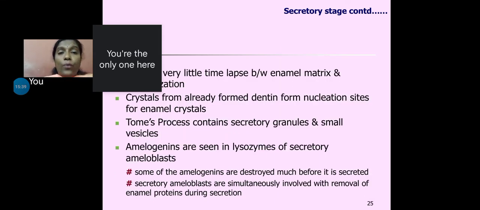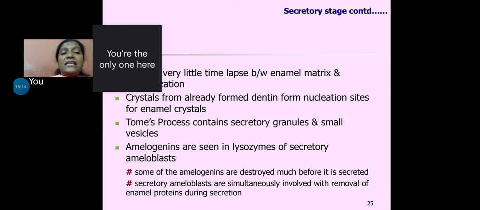There is going to be a very little time lapse between enamel matrix formation and mineralization, because unlike dentin, enamel is going to be 30% mineralized immediately. It is thought that the nucleating sites present in the dentin, the calcium is taken from these sites by the enamel matrix and they mineralize themselves by 30%. So every layer of enamel that is deposited is pre-mineralized. It is mineralized by 30%. The remainder of 66% of mineralization comes from secondary, tertiary, and quaternary mineralization.